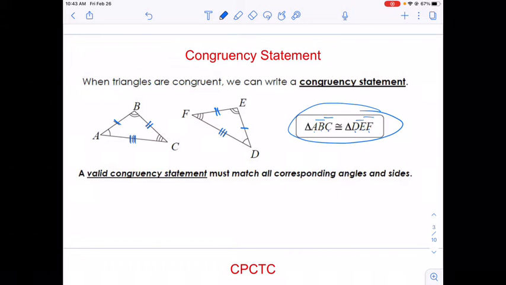So a valid congruency statement must match all corresponding angles and sides. Many times you're only going to get the congruency statement, and you can deduce everything that we just looked at in the pictures from that. And sometimes they're going to ask you to write the congruency statement based on the picture.